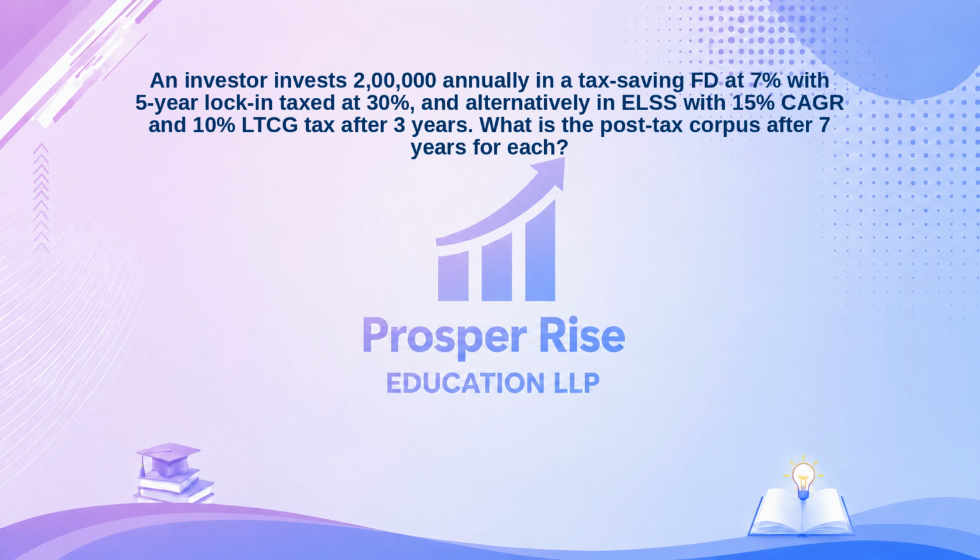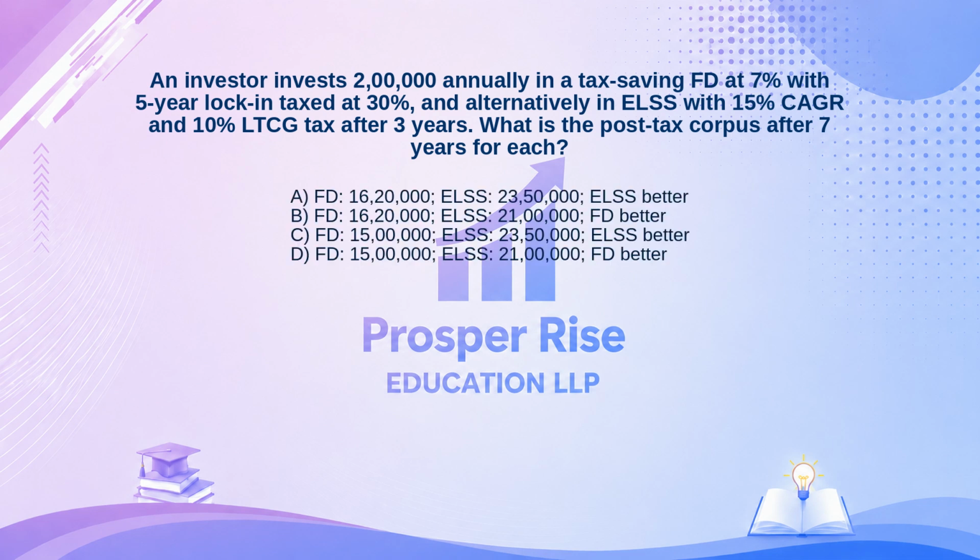An investor invests 2 lakh annually in a tax-saving FD at 7% with 5-year lock-in, taxed at 30%. And alternatively in ELSS with 15% CAGR and 10% LTCG tax after 3 years. What is the post-tax corpus after 7 years for each?